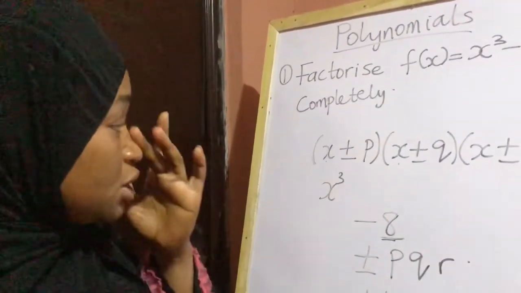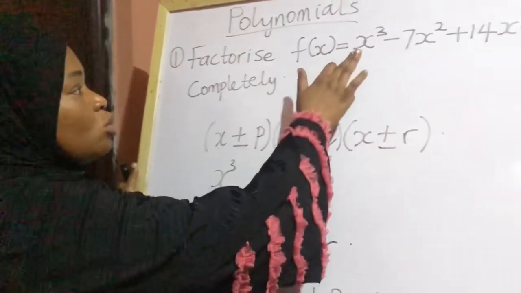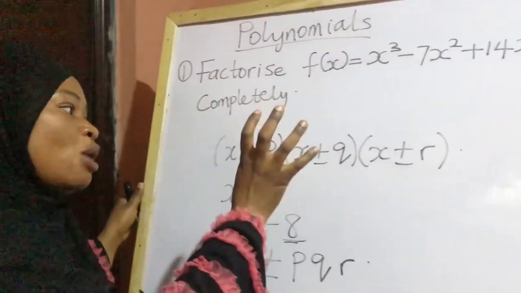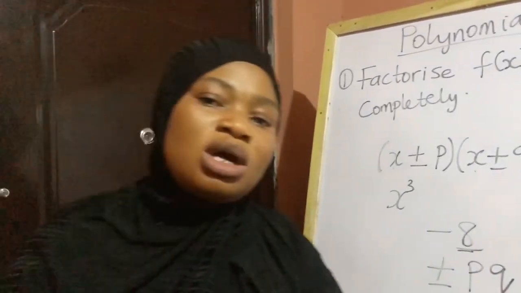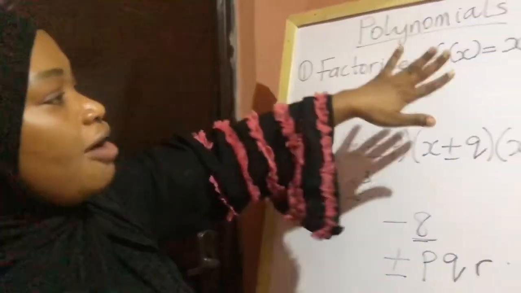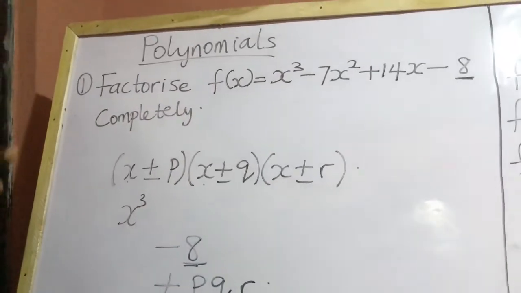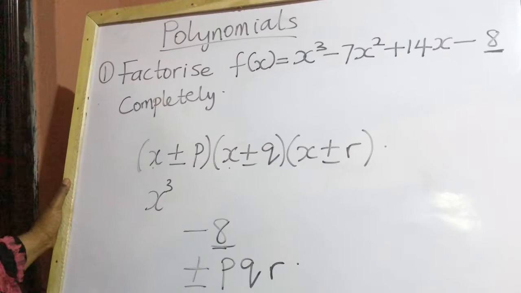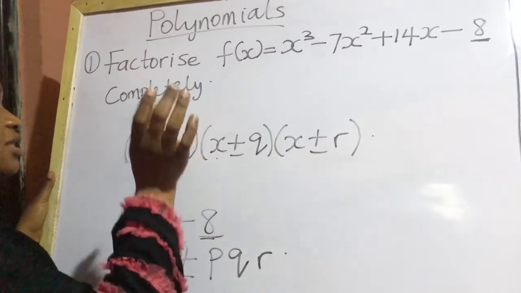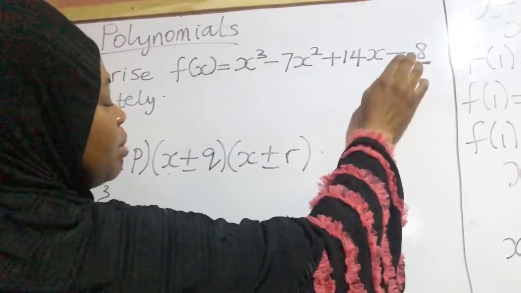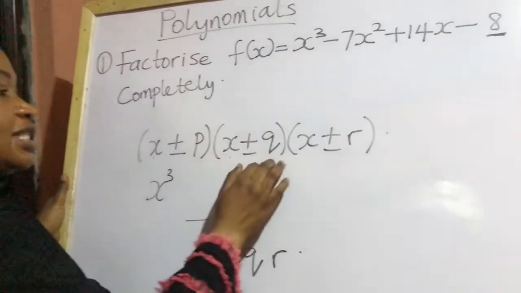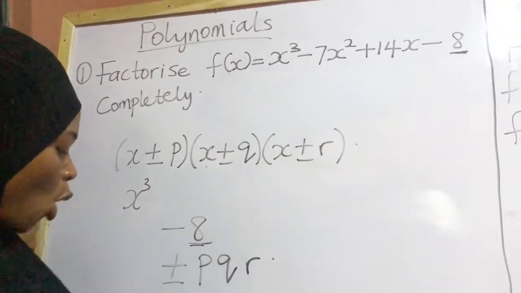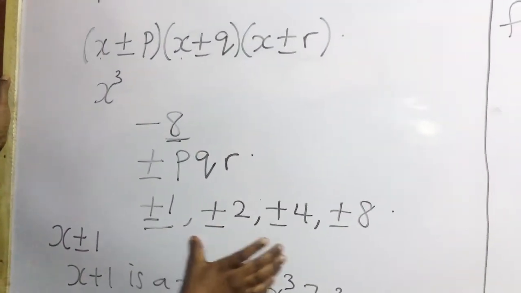So the next thing for us to do is that you have to look for the degree of that polynomial. So it's the degree that will determine how many factors you are going to get. So the degree of this polynomial is 3, and it is most likely for us to have 3 factors. So you have to write it down. Then you look for the last term, which is minus 8. You multiply the last terms of the factors together. So those P, Q, R must be the factors of that last term.